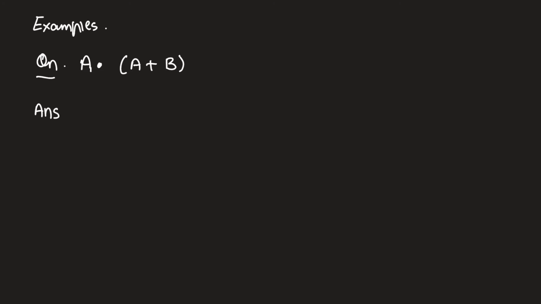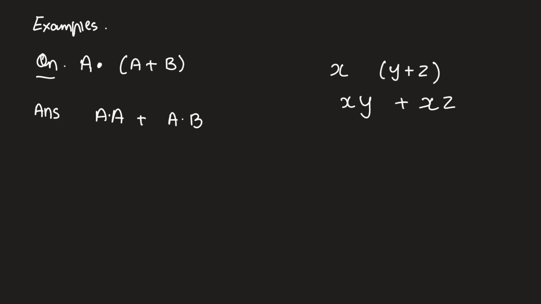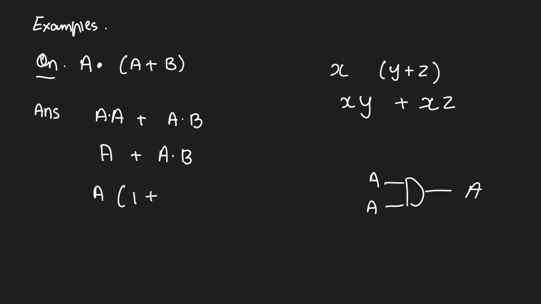Now let's solve this. So first, how would we go about it? Remember simple mathematics, we just expanded xy plus xz, right? So we will have A dot A plus A dot B. Now if you remember, A dot A, which is true and true, will give you 1, right? Then we'll have 1 dot B. It'll give you A and B, right? Pass it through a logic gate, it's going to give you the output as A. Okay, now after this, let's take A common. We'll have 1 plus B.